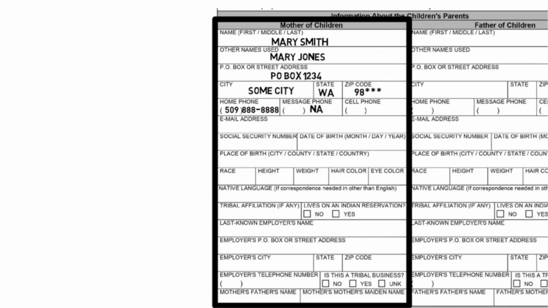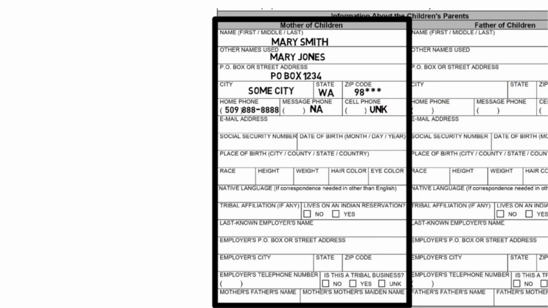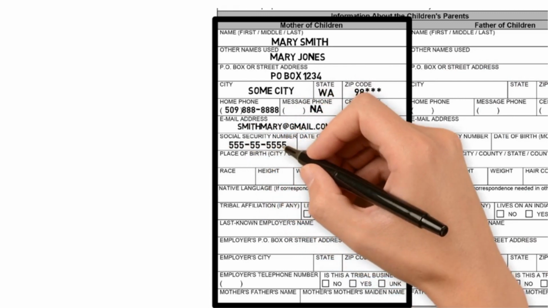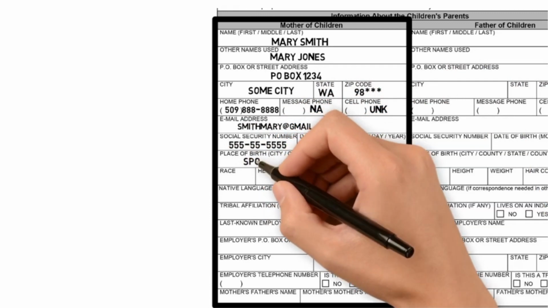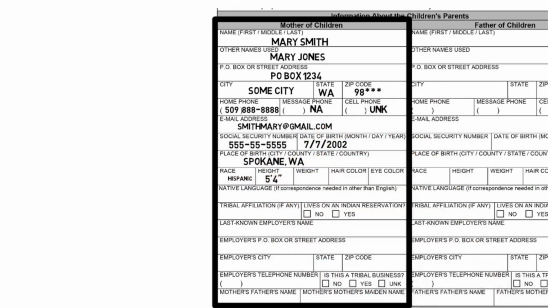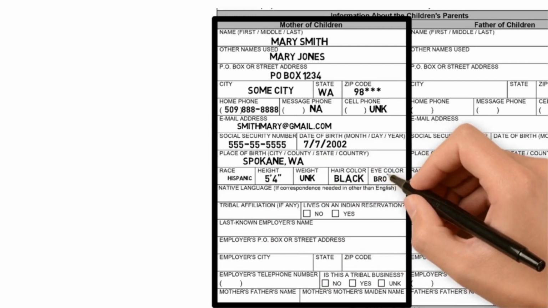Then let's say we don't know her cell phone. For cell phone, we will write UNK for unknown. If you put something in every box, even if it is NA or UNK, then we know that you have at least considered that box and provided all the information that you have. This may save you a phone call from us later asking for more information.